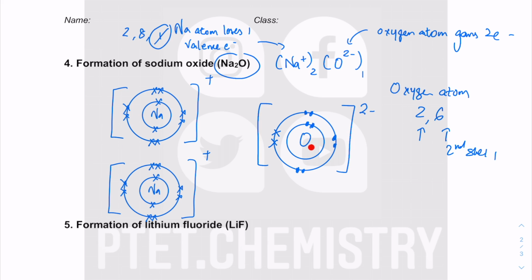Group 6 non-metal gain 2 electrons. Group 1 metal lose 1 electron. Altogether, I have this formula, which you can simplify to Na2O. You don't see the ions, but you know it's ionic because it's between a metal and a non-metal.